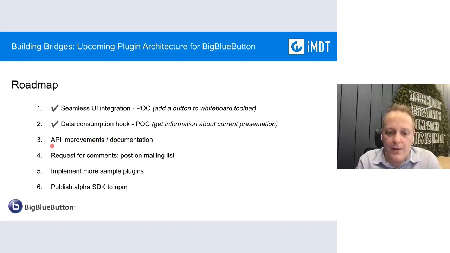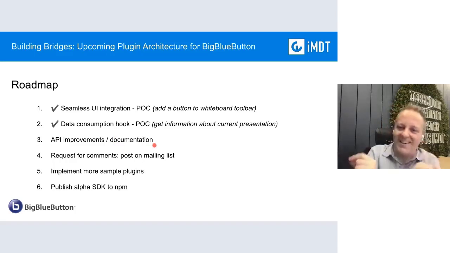Now we are in the step of improving the API and the documentation. So sometimes when we are creating the documentation, we see, oh, it's getting complex to explain. So let's change it to be easier. So this is what we are doing right now.